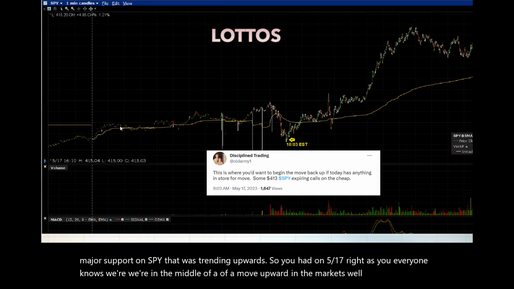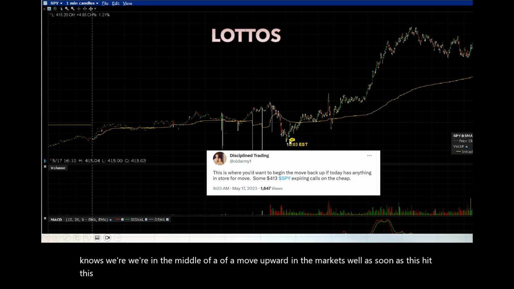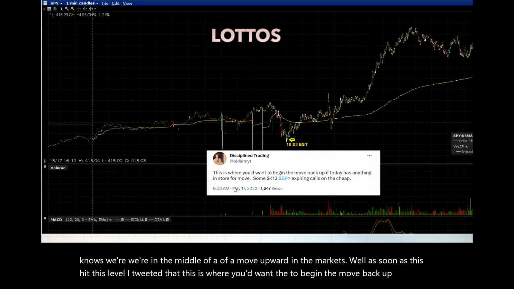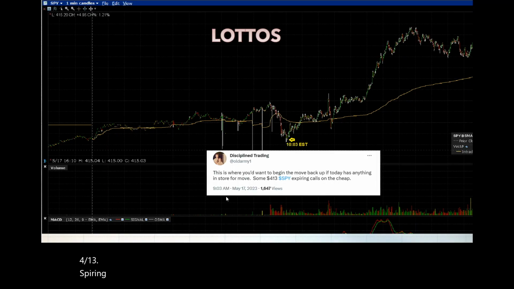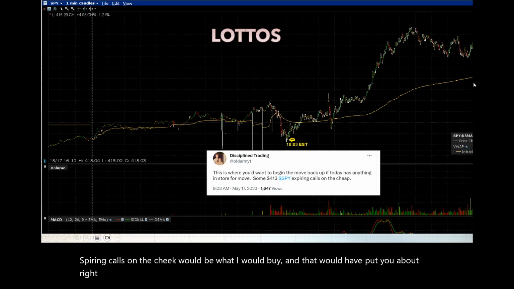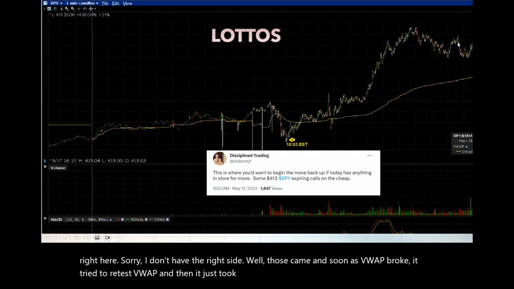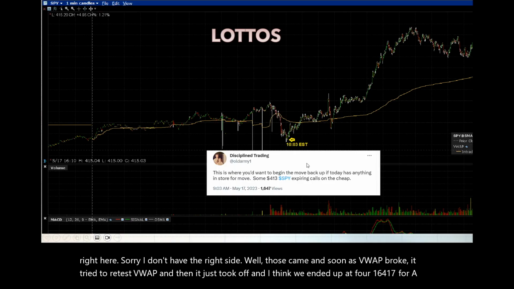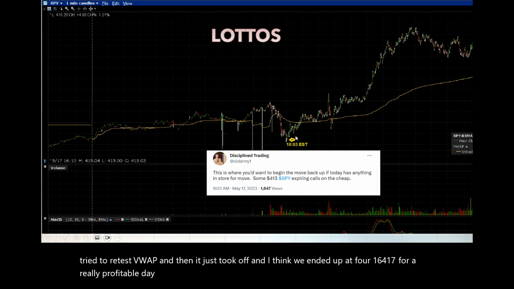As everyone knows, we're in the middle of a move upward in the markets. Well, as soon as this hit this level, I tweeted that this is where you'd want to begin the move back up. Some 413 SPY expiring calls on the cheap would be what I would buy, and that would have put you about right here. Sorry, I don't have the right side. Well, those came, and as soon as VWAP broke, it tried to retest VWAP, and then it just took off. And I think we ended up at 416, 417 for a really profitable day off of this trade.